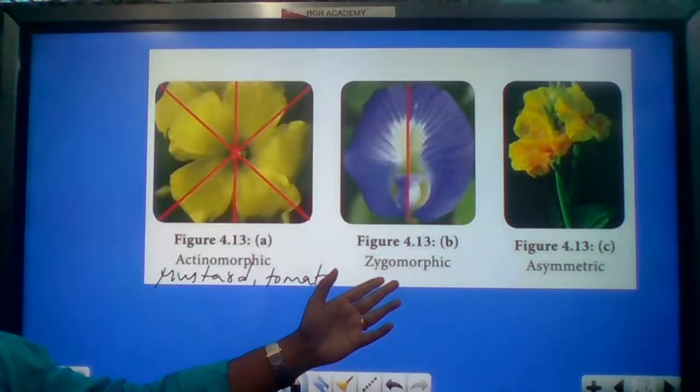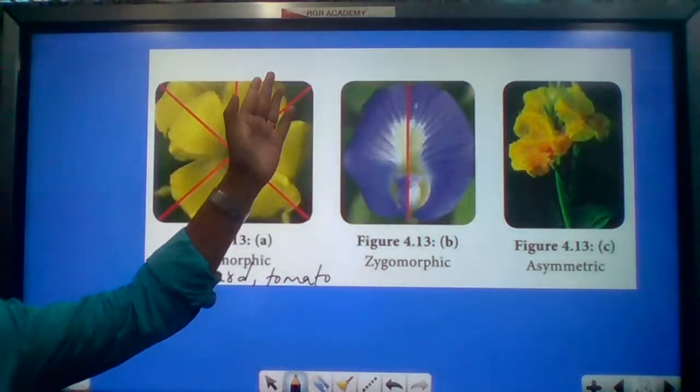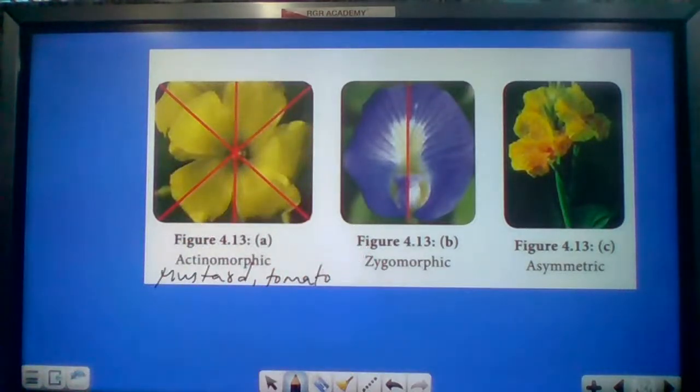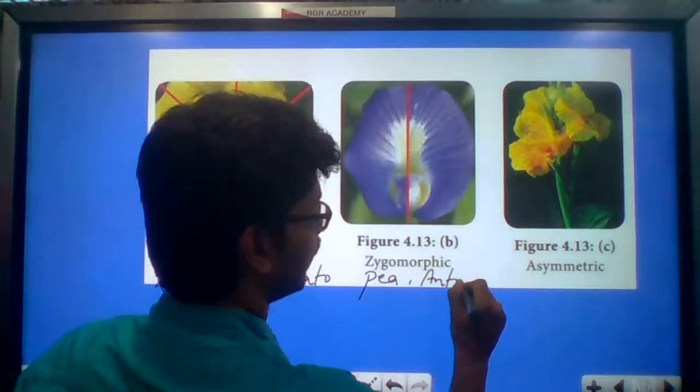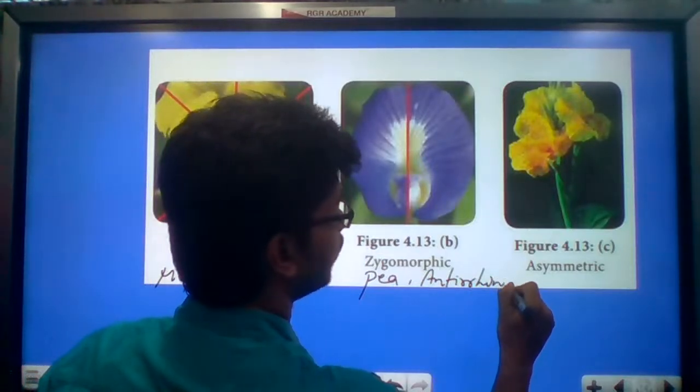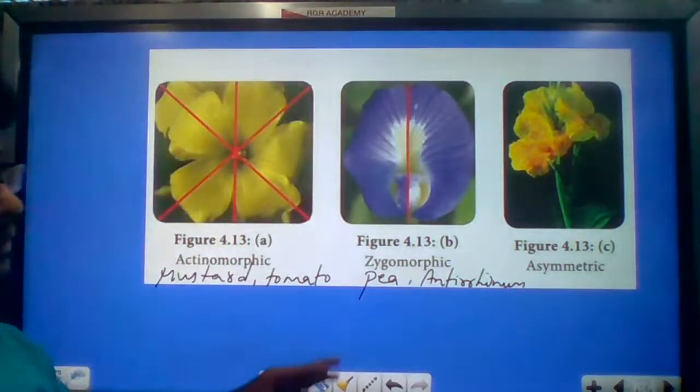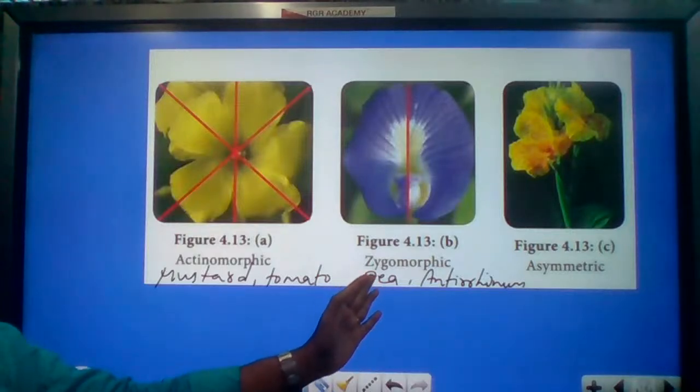Zygomorphic: can you give an example? It can be divided in one plane only, like this. For example, take pea plants, Antirrhinum, which come under this, that is Pisum sativum.